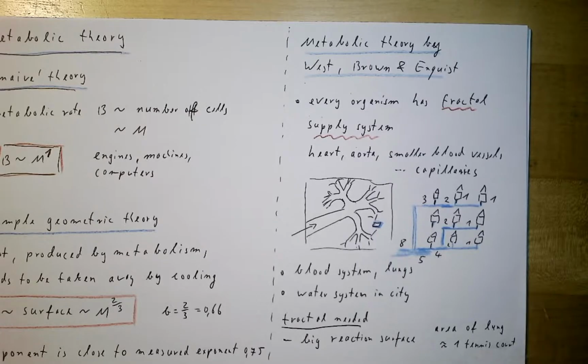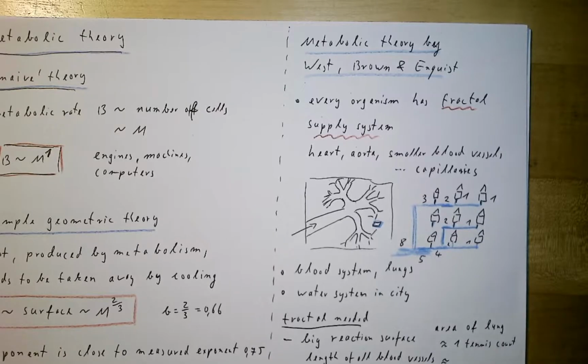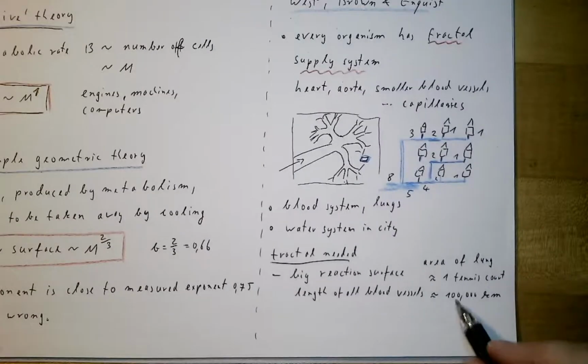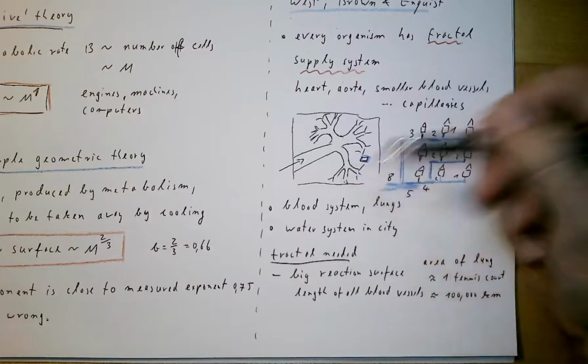Or the total length of all blood vessels in a human is 100,000 kilometers. And that's crazy. How can you get 100,000 kilometers of vessels in a human? And that's because it's a fractal.